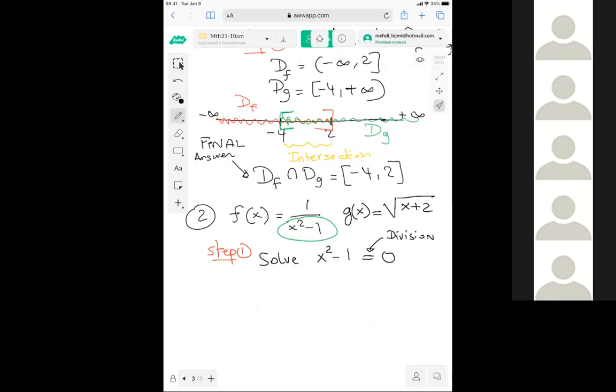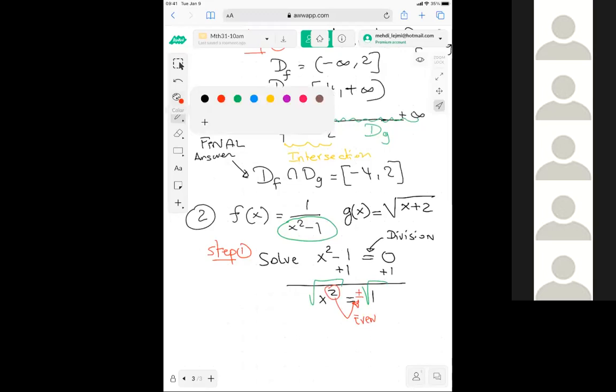So x squared minus 1 is equal to 0. We can add plus 1, that would be x squared equal to positive 1. It's not exactly x, it's x squared. So we need to take the square root of both sides. And of course, because it's an even power, you're going to need the plus or minus. So then we're going to have x equal to plus or minus 1.